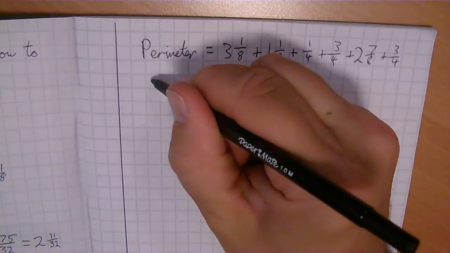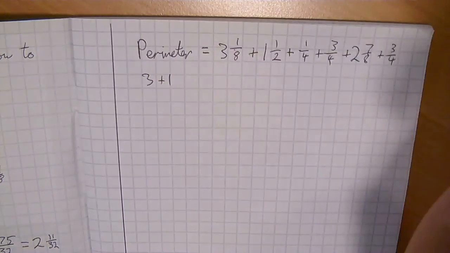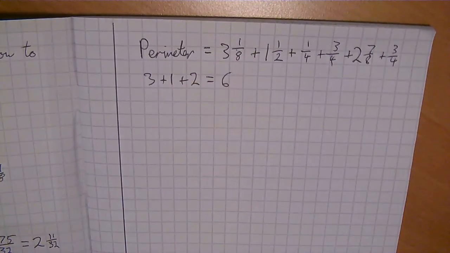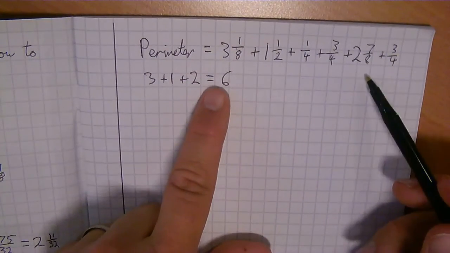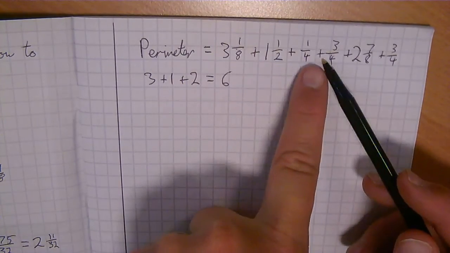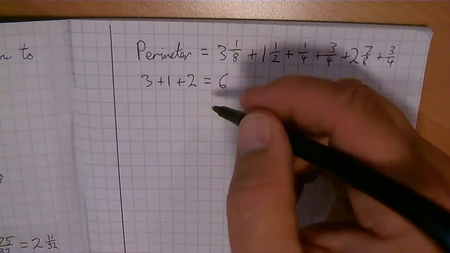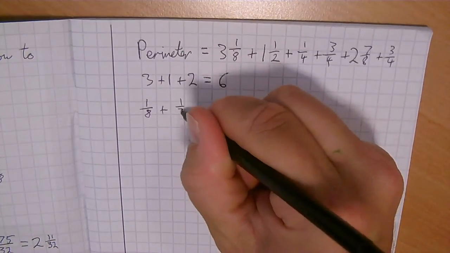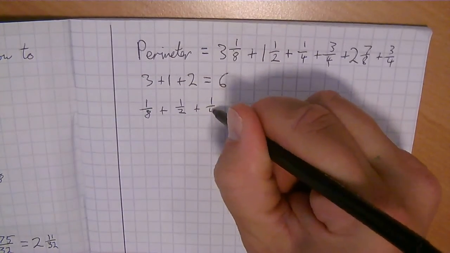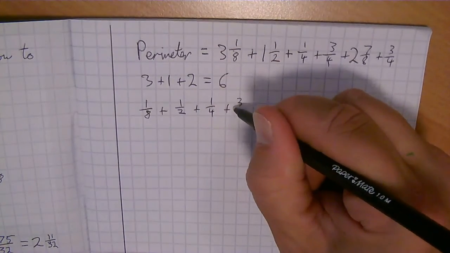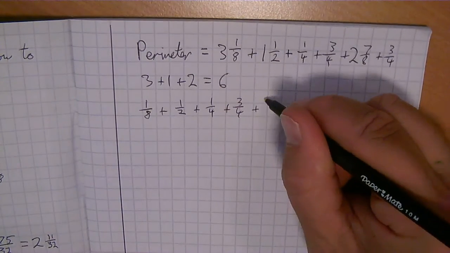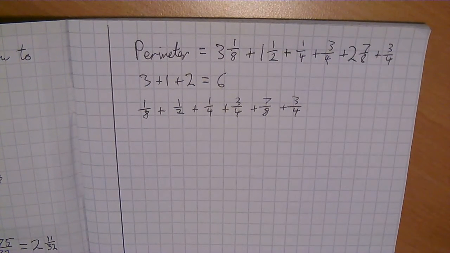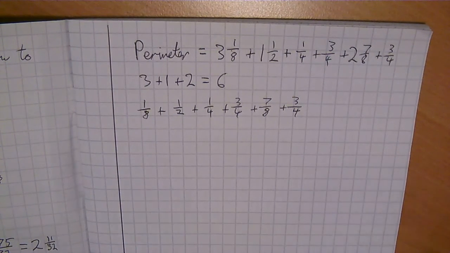So I'm going to do 3 plus 1 plus 2. Those are my whole numbers. That's 6. Okay, so I'm partitioning off those bits, and now I'm going to add together all the fractional parts. Okay, so I've got 1/8 plus 1/2 plus 1/4 plus 3/4 plus 7/8 plus 3/4. Okay, so lowest common multiple for those is 8.